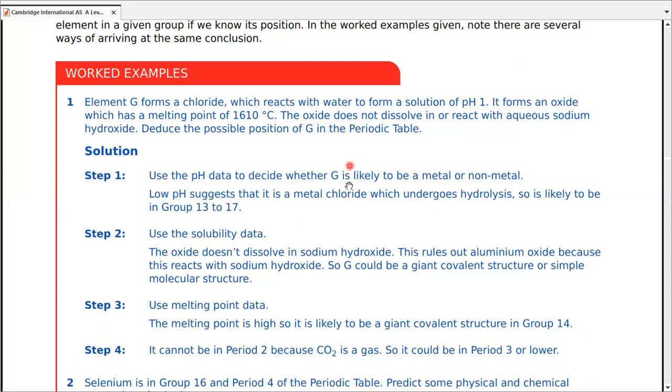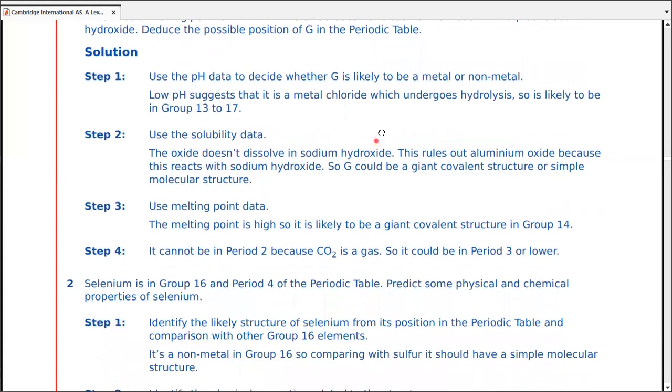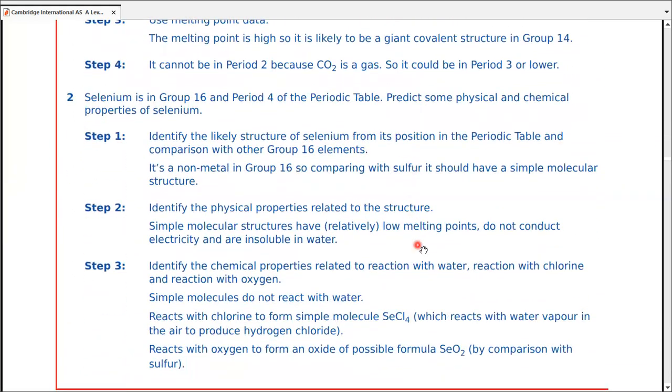Usually there tends to be just one or two lines. Okay. So selenium is in group 16 and period 4 of the periodic table; predict some of its physical and chemical properties. Identifying the likely structure of selenium from its position in the periodic table in comparison with other group 16 elements. It's a non-metal since it's group 16. So comparing with sulfur, it should have a simple molecular structure.